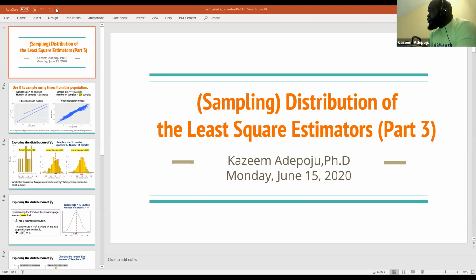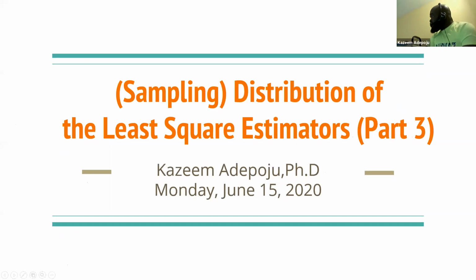This is going to be part 2, I'm going to call that part 3. We are still on the sampling distribution of least squares estimators. What we did in the last lecture material is see how we can derive the mean and variance of beta 1 cap. That is what we did. Now we're going to continue with that.